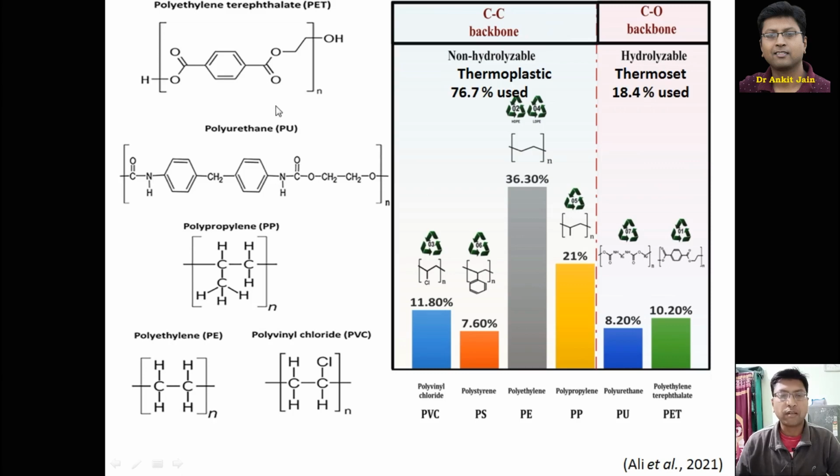It is just the complexity in the structure, because polypropylene, polyethylene, and polyvinyl chloride have carbon-carbon bondings, while polyethylene terephthalate and polyurethane have carbon-oxygen bonding. Due to these bondings, the latter are called thermosets, and those with carbon-carbon bondings are called thermoplastics, because they have plasticity. Due to the plasticity, they have higher use, like 76%, and due to the lack of plasticity, only 18.4% is used.